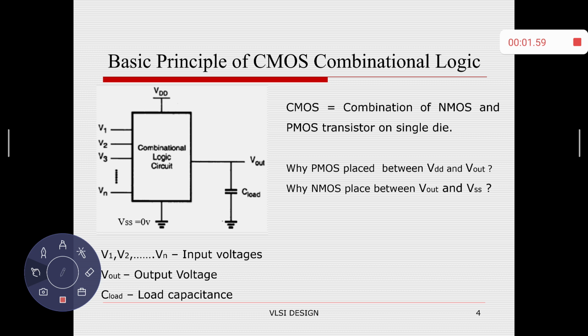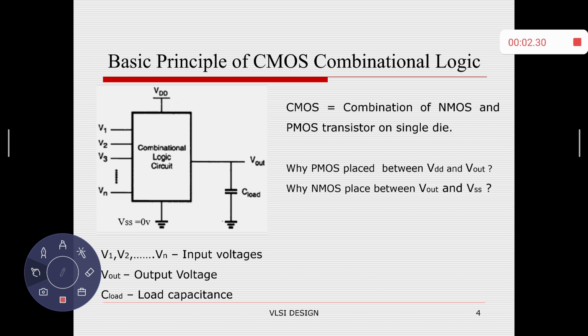So first of all, let me explain what you mean by a CMOS combination logic circuit. Basically, CMOS combination logic is a combination of both NMOS transistor and PMOS transistor fabricated in a single die. This block diagram explains the basic principle of a CMOS logic circuit for designing a combination logic circuit. Here V1, V2 indicate the input voltages, and the output will be taken across the junction of the NMOS transistor and PMOS transistor.